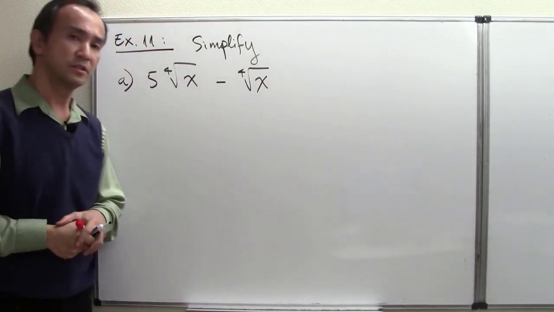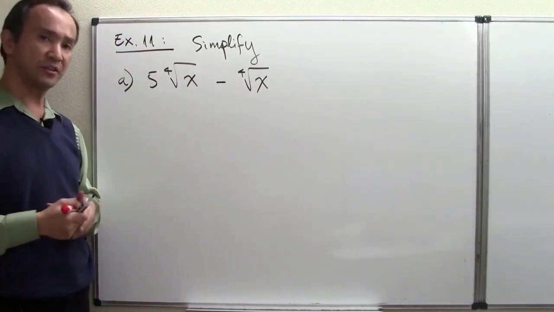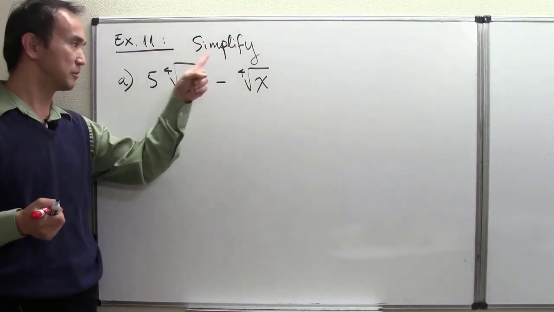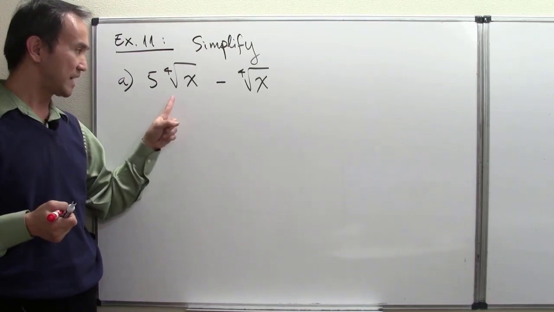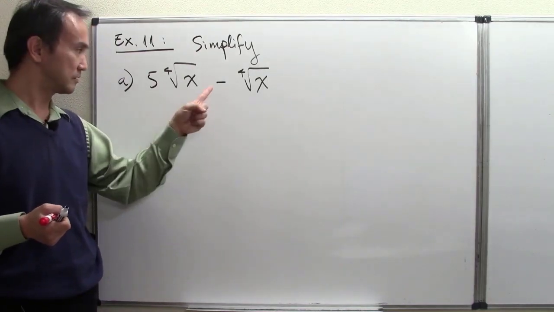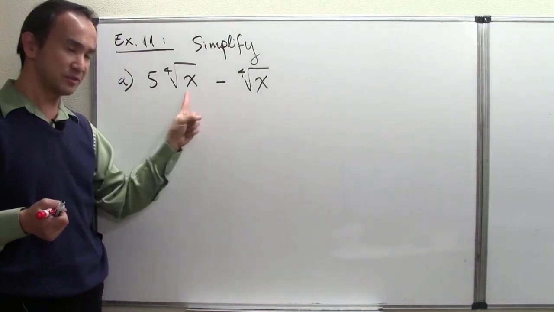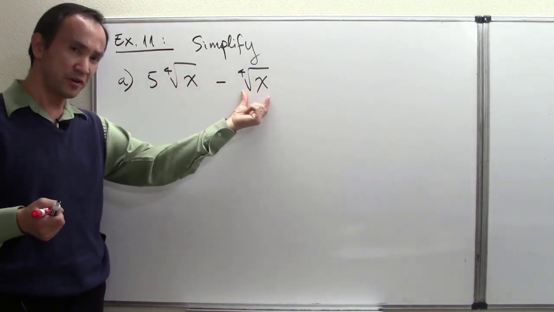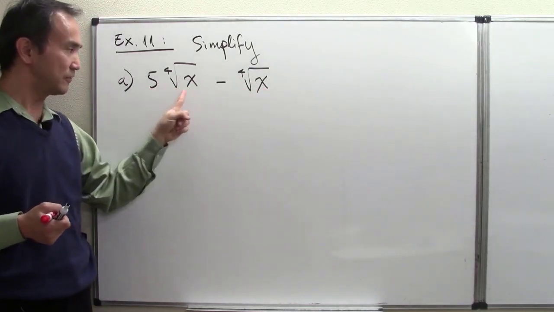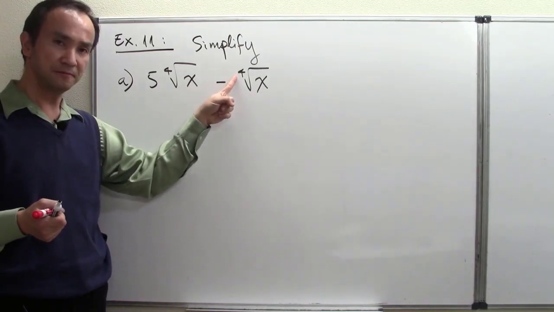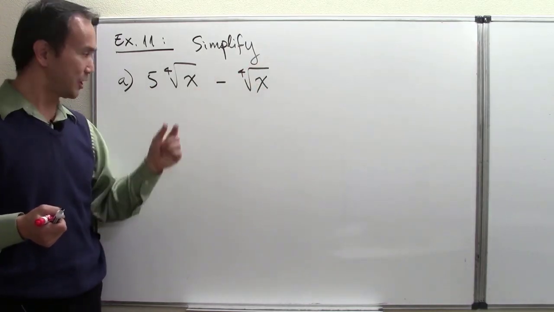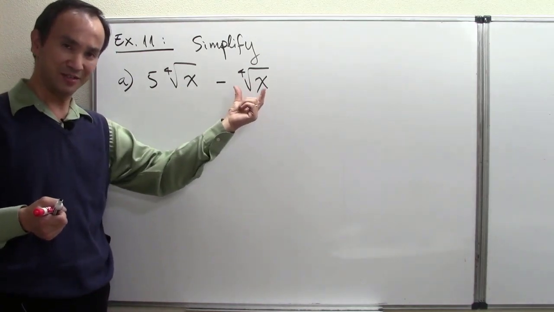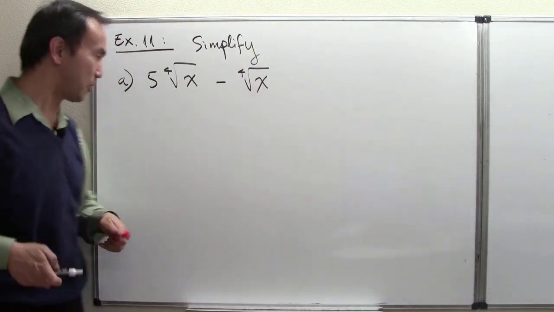All right, so now we are in example 11 right here, where we apply what we have learned previously into simplifying an expression like this. So what I see in this expression here is, regardless of what x is, we have fourth root of x, fourth root of x. This is 5 fourth root of x minus fourth root of x. And so these two are exactly like terms here. And so now the simplification can be done quite simple.